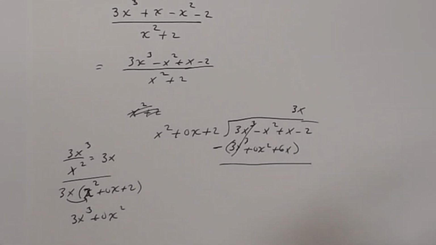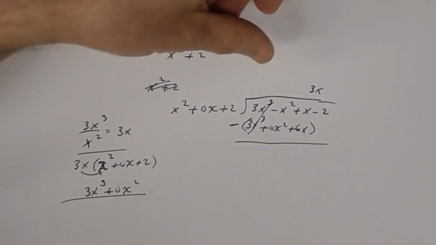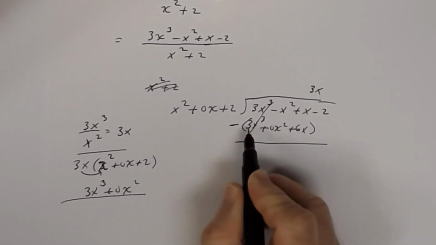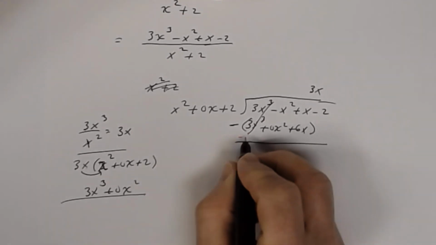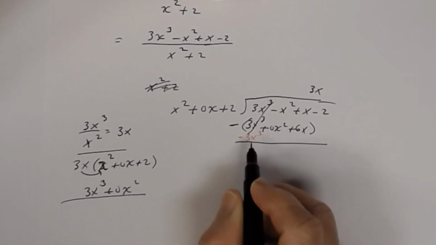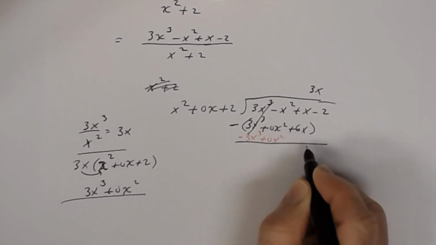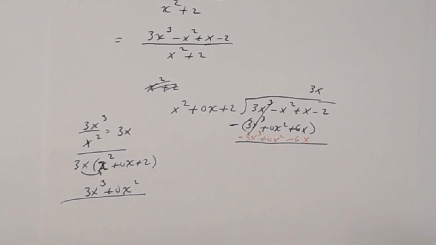All right, so if you're having trouble doing this mentally, you may want to rewrite this expression, its equivalent. So the opposite of 3x cubed is a negative 3x cubed. The opposite of 0x squared is still 0x squared. And the opposite of 6x is a negative 6x. All right, so you may want to rewrite it like that.